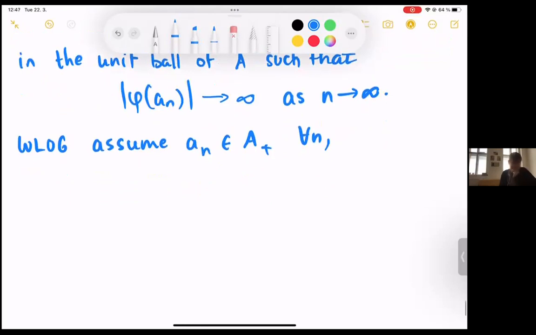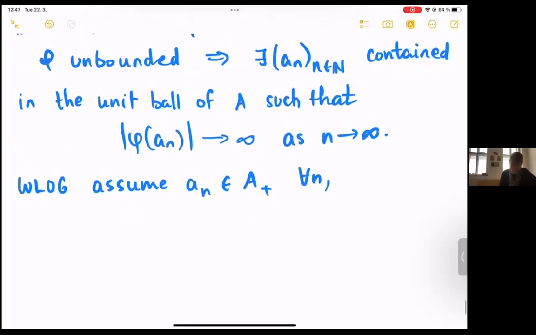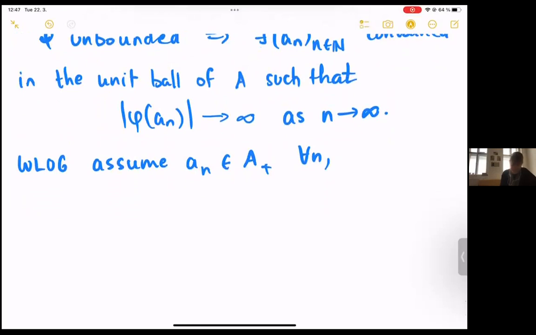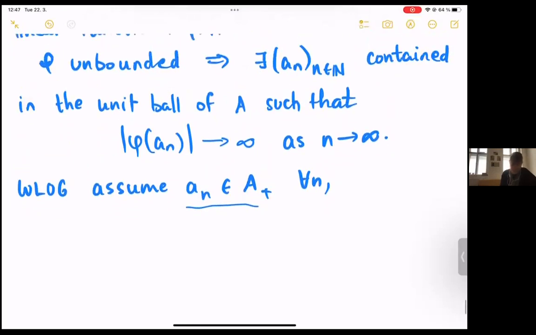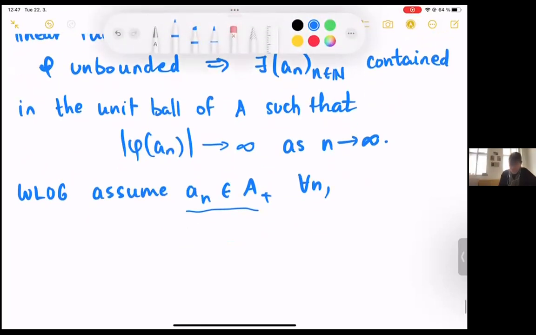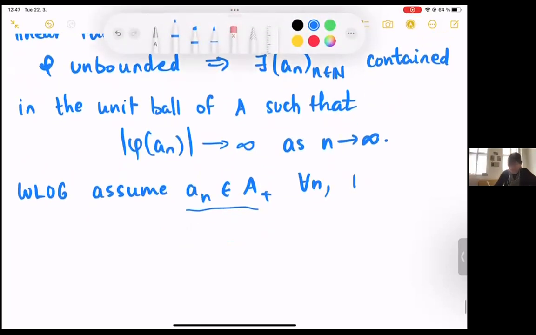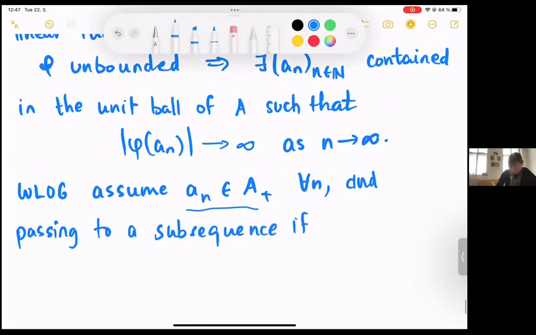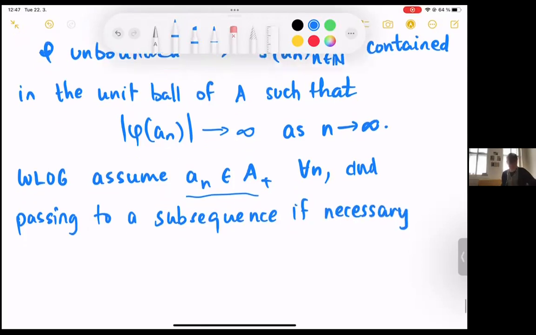And passing to a, okay, so yeah, if this were not true, then since everything is made up of positive elements, it would be bounded, and we're assuming not. Okay, and then passing to a subsequence, if we have to, we can assume that these absolute values are always greater than 2 to the n.